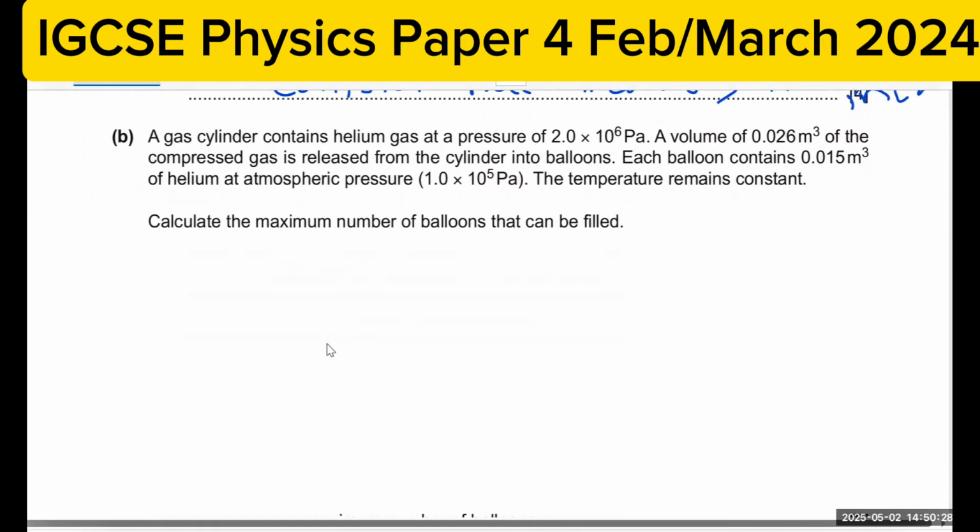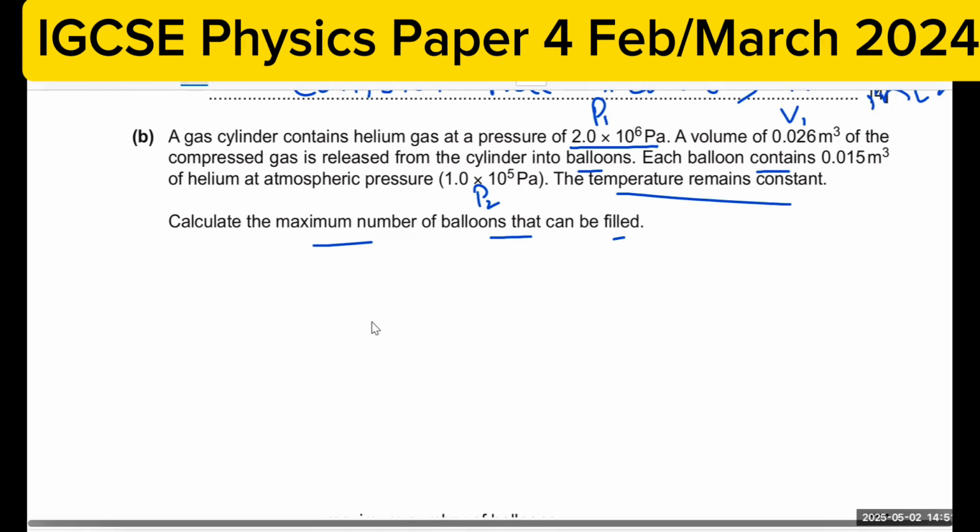Next question. A gas cylinder contains helium gas at a pressure. So this is the pressure and this is the volume. The compressed gas is released into balloons. A balloon contains 0.5 cubic meter. We need to find the volume of the gas cylinder, and we will divide that volume by this and then we will get the answer because we need to calculate the number of balloons. So this is the volume of a balloon. We need to calculate the volume too.